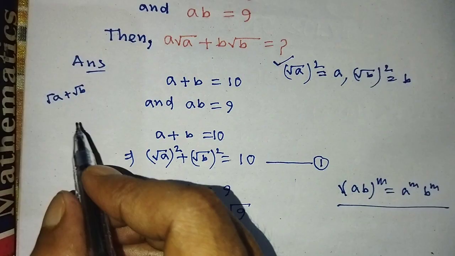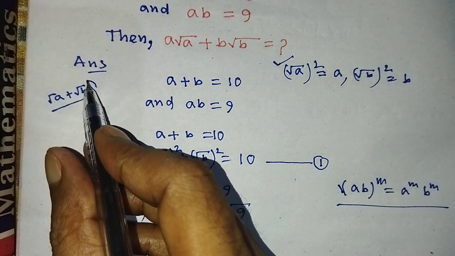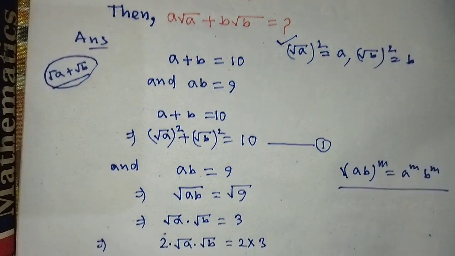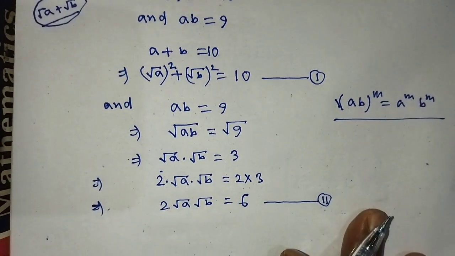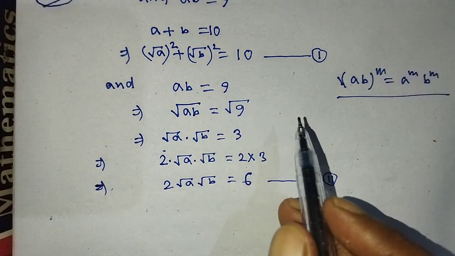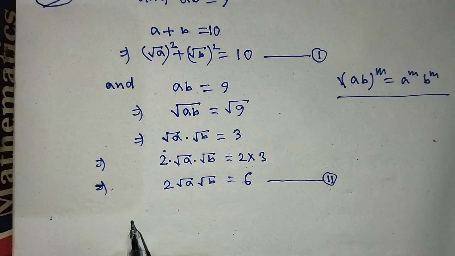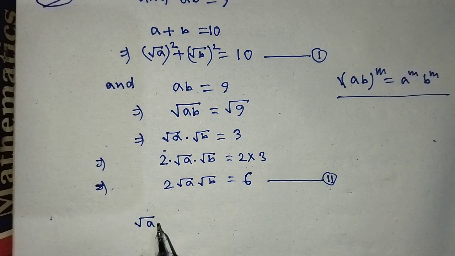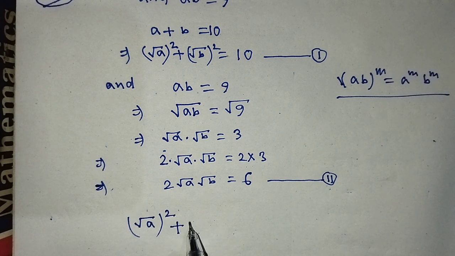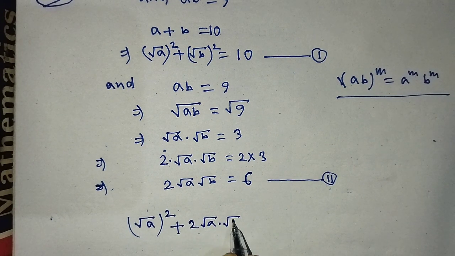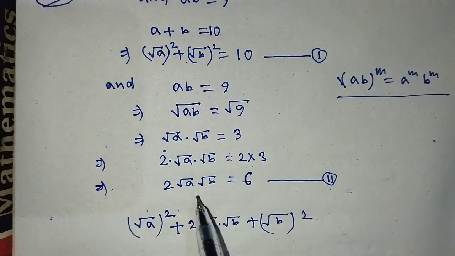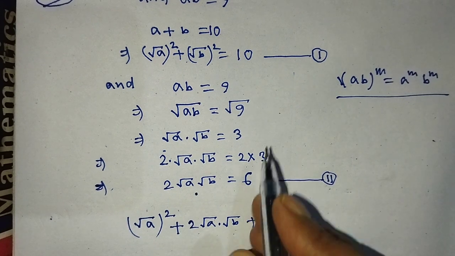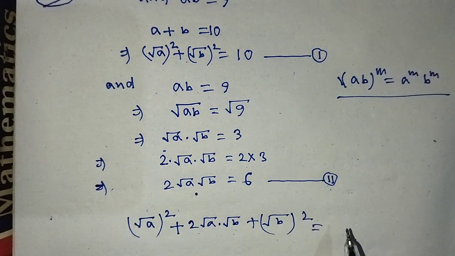So student, to find the value of root a plus root b from these two equations, we have to add equation number 1 and 2. After adding equations 1 and 2, you get root a whole square plus 2 root a into root b plus root b whole square, left hand side plus left hand side, is equal to, on the right hand side, 10 plus 6, so you get 16.